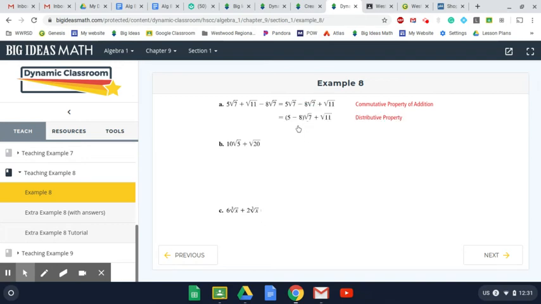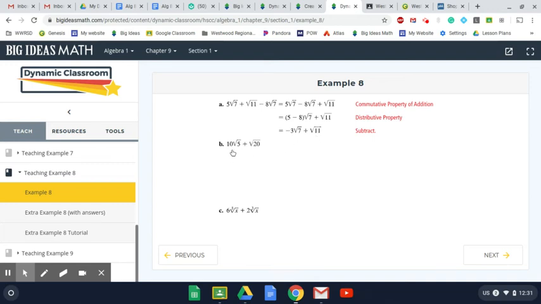So our next step is we're going to group the 5 minus 8 together, and then this radical 7 doesn't move or doesn't change. This radical 11 is still over here because it doesn't have a like term. Next, we can combine 5 minus 8 is negative 3, radical 7, and then plus radical 11, and that would be our final answer. Let's take a look at letter B.